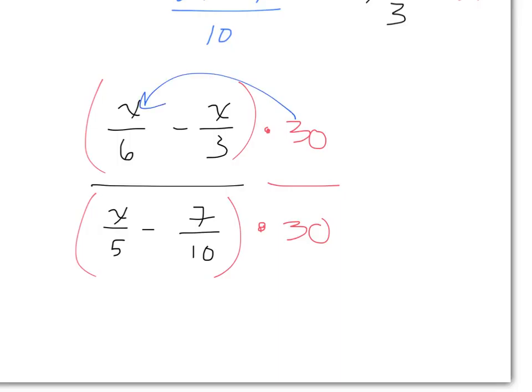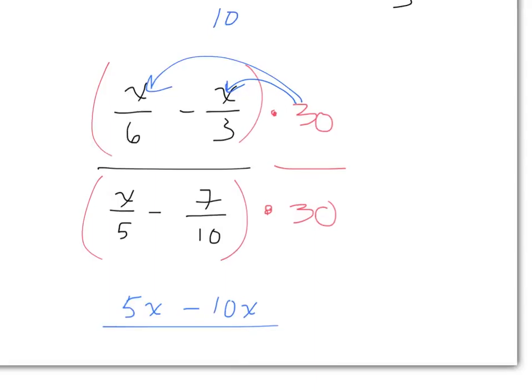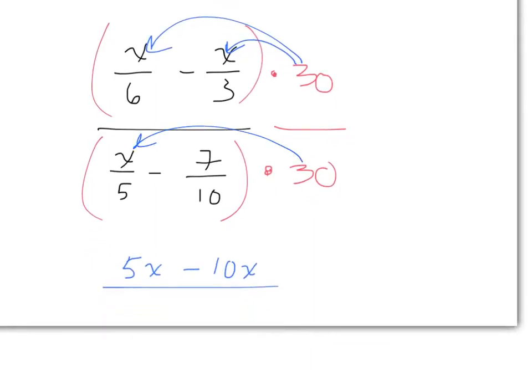So distributing here, I get 30x over 6, which is just 5x. Distributing here, I get 30x over 3, which is just 10x. Distributing in the denominator, I'm going to get 30x over 5, which is 6x. And finally, I'm going to get 30 times 7 over 10, which is really 3 times 7, or 21. This becomes negative 5x over 6x minus 21. Same answer, just factor out a 3. If you factor out a 3, you're going to have the 2x minus 7 in the bottom. It's the exact same answer we got a moment ago.